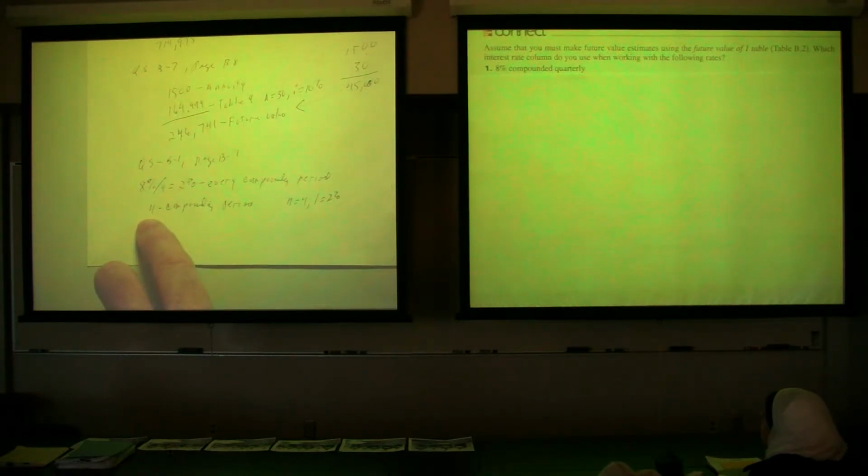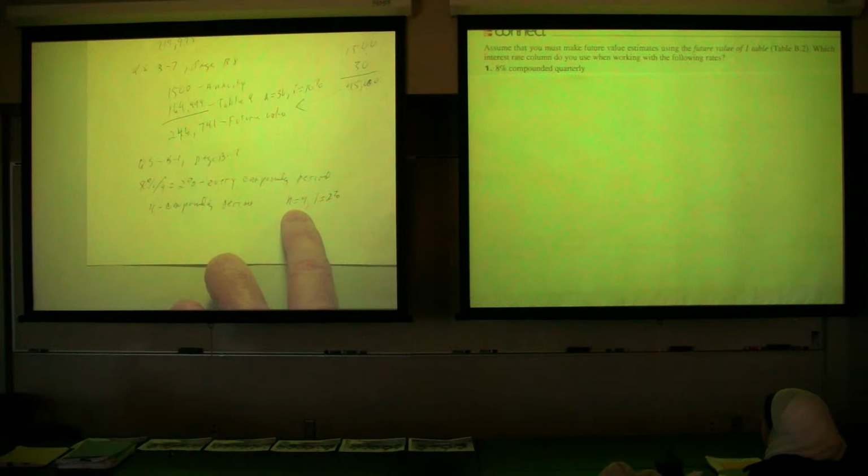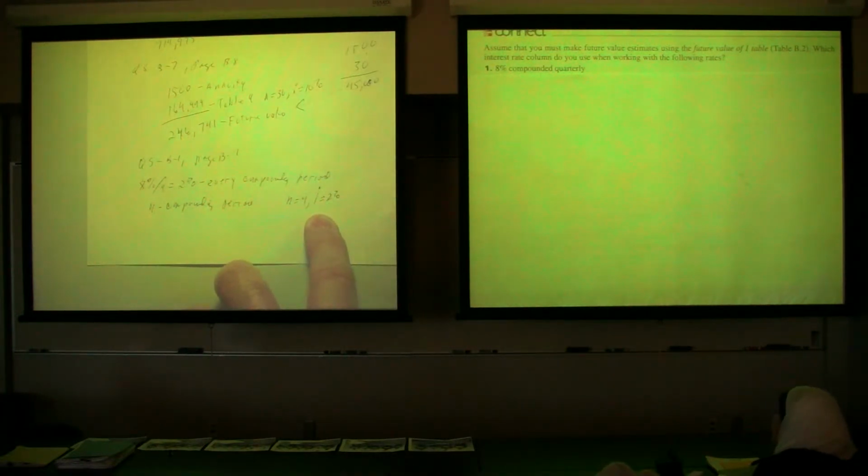So when they say 8% compounded quarterly, what that means is every quarter it'll garner 2% interest. And if it's left in there for a year, you'll have 4 compounding periods. So that means you'll have an N of 4 and an I of 2%. Is everybody okay with that? The next one, let me do the next one.